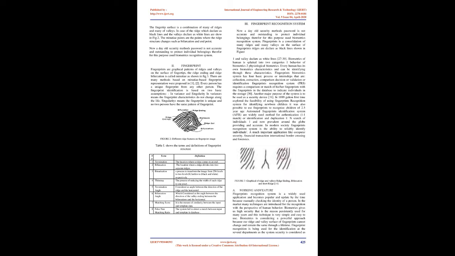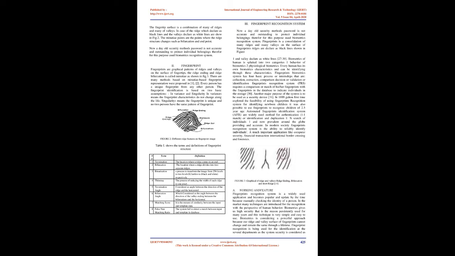The fingertip surface is a combination of many ridges and many valleys. The ridges are shown as black lines and the valleys as white lines in Fig. 2. The minutiae points are the points where the ridge structure changes, such as bifurcation and end point. Nowadays, passwords are not accurate or reliable enough to protect individual belongings, therefore biometric recognition systems are used for this purpose.